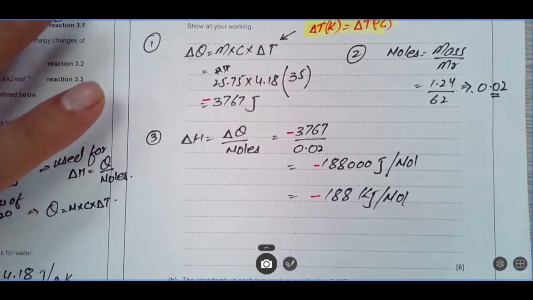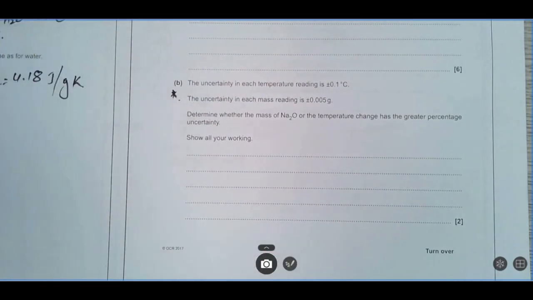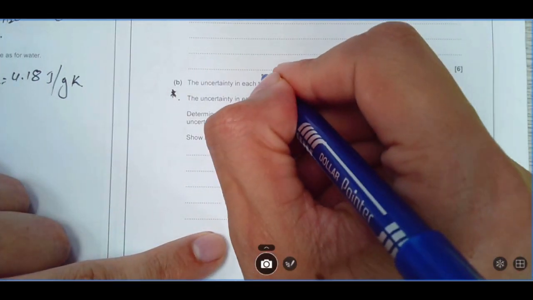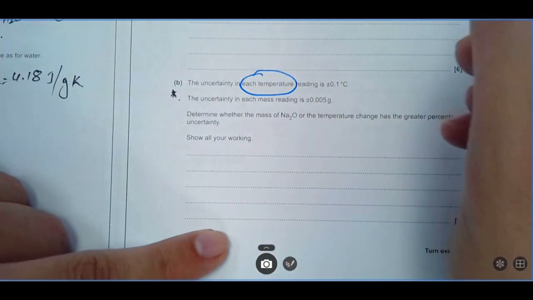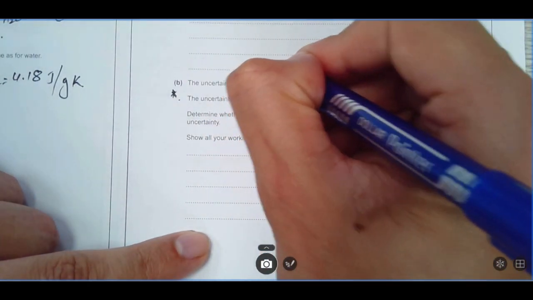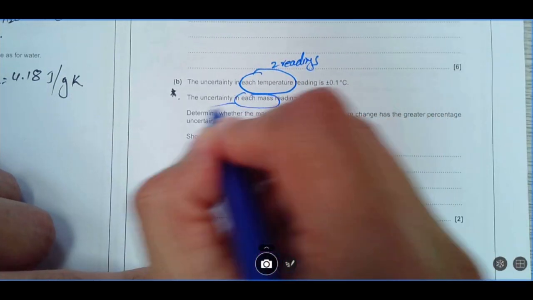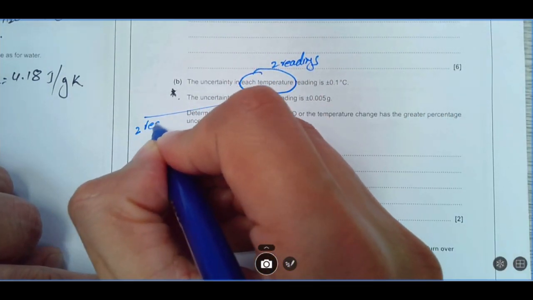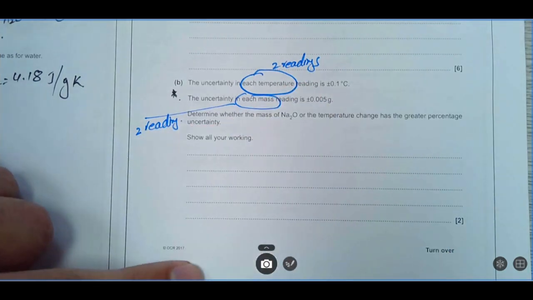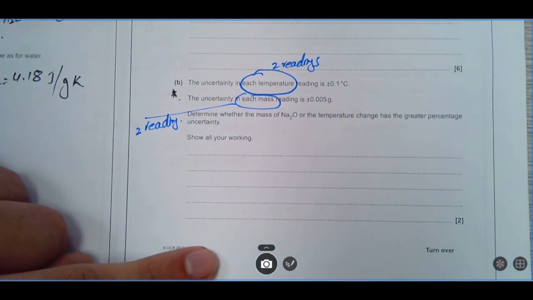Next question. It talks about the uncertainty in each temperature reading being 0.1. Now remember what we did: we recorded each temperature. How many readings of temperature did you take? 2 readings. For the mass, how many readings were there? 2 readings again. So the total uncertainty will be the sum of the 2 uncertainties.